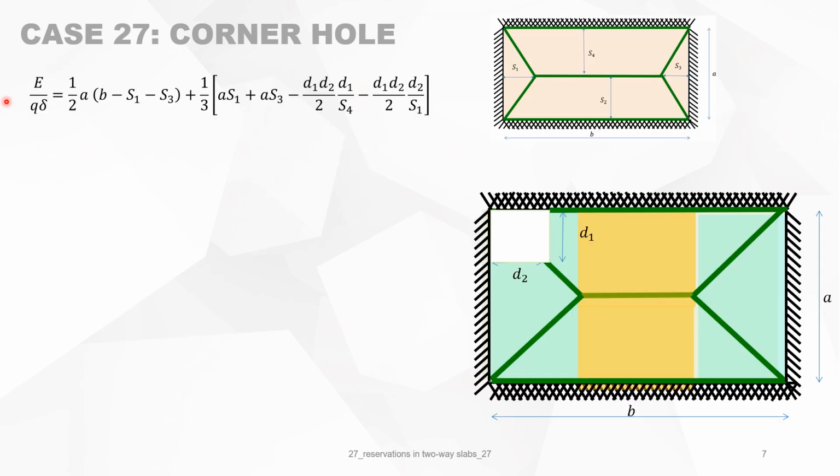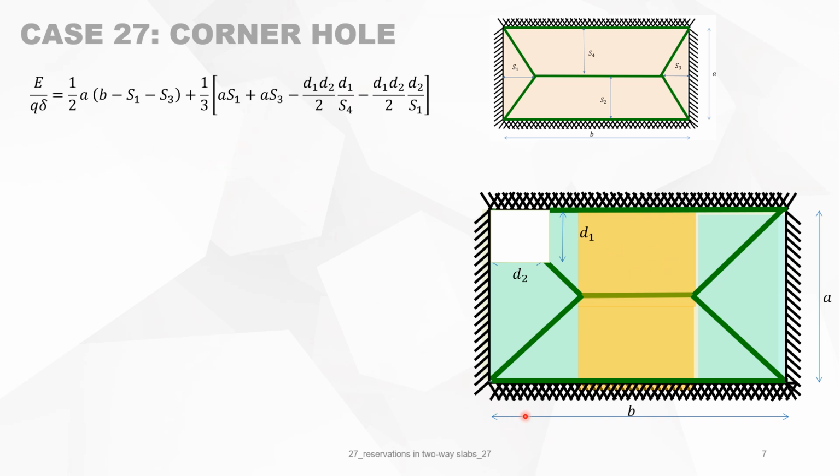We will now calculate the energy, the work done by the external forces. We know that it is a summation of the effect of triangles and squares and rectangles. For the rectangles, sorry, this is the orange part. It is of course A times B minus S1 minus S3, and the mean deflection is delta over 2, because it's a rectangle.